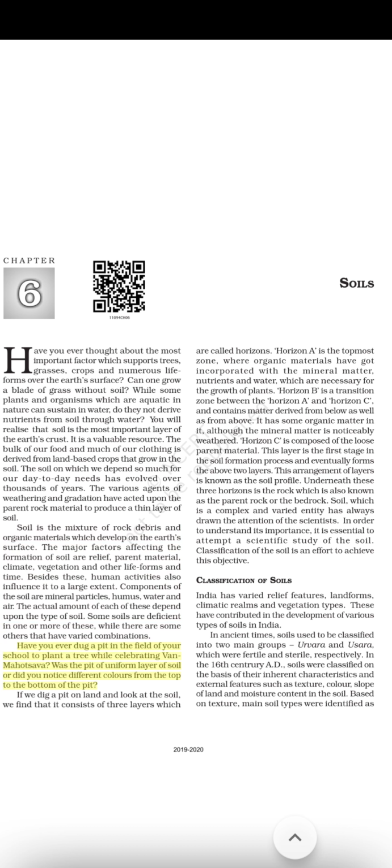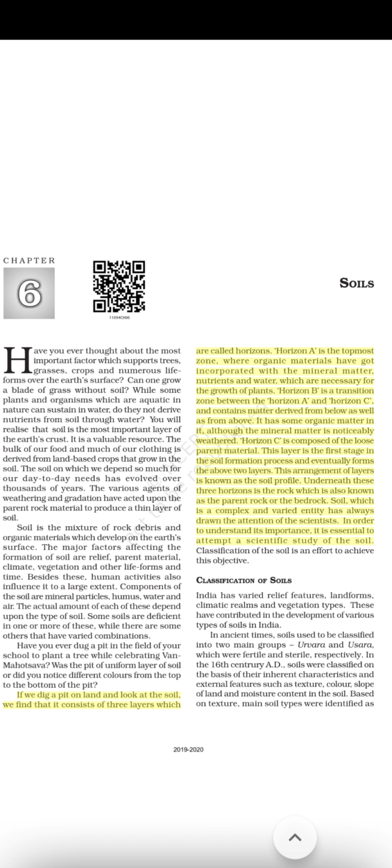Have you ever dug a pit in the field of your school to plant a tree while celebrating Van Mahotsava? Was the pit of uniform layer of soil, or did you notice different colors from the top to the bottom of the pit? If we dig a pit on land and look at the soil, we find that it consists of three layers which are called horizons. Horizon A is the topmost zone, where organic materials have got incorporated with the mineral matter, nutrients and water, which are necessary for the growth of plants.